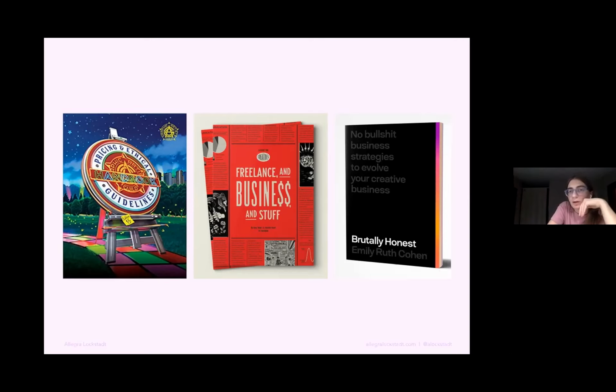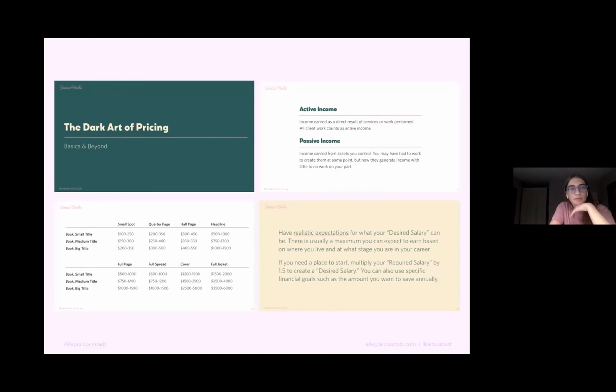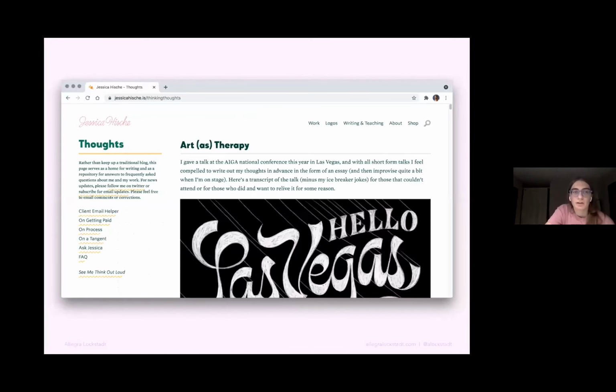I've only read a little bit of it, but I think it's actually pretty great, and I really look forward to reading more of it. Specifically with pricing, I would really look at Jessica Hische's Dark Art of Pricing. She has this PDF you can get at her store. It's $15. Please support her. She's really fantastic.